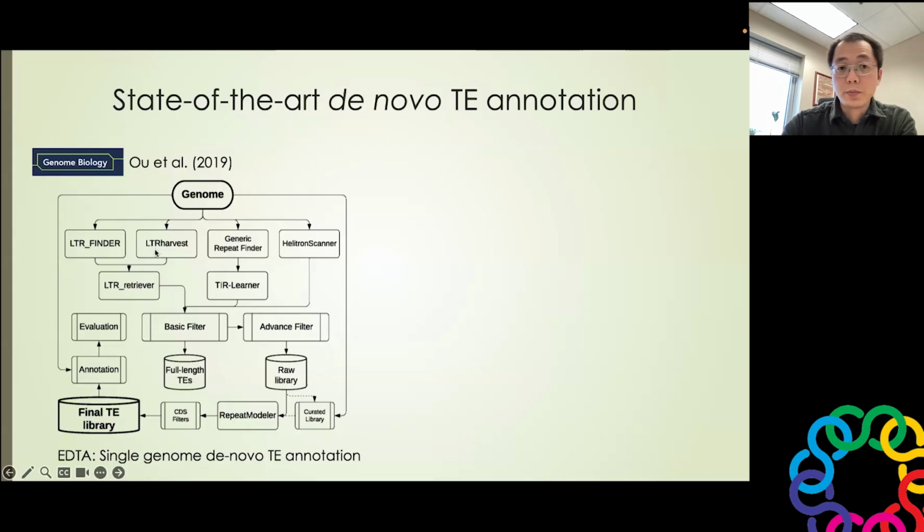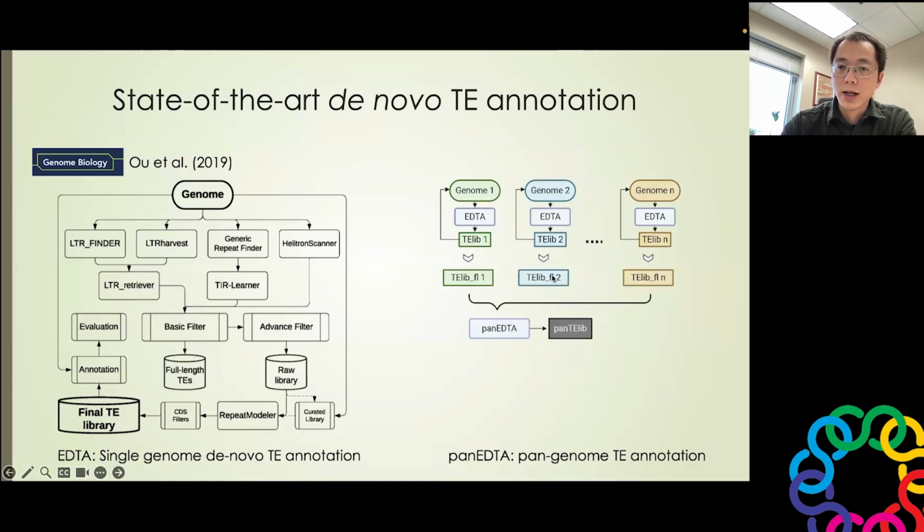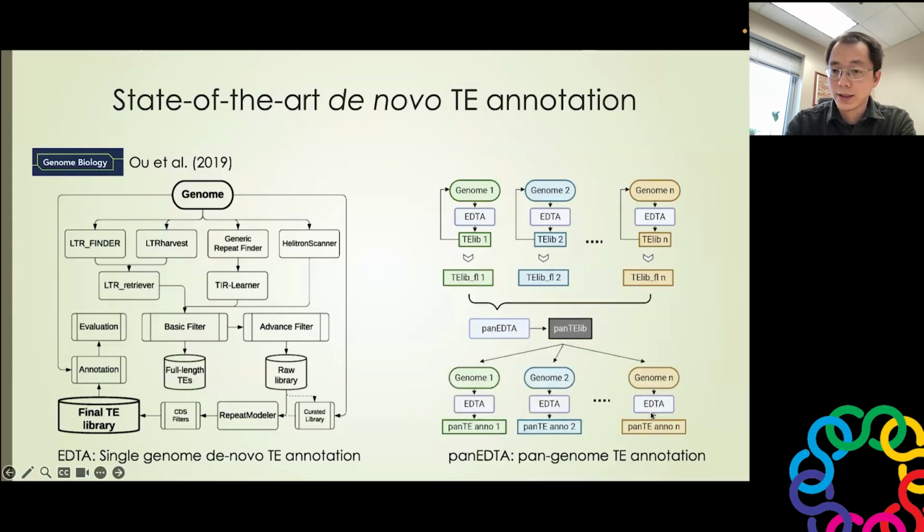However, this is a method developed for a single genome annotation. Now we have 26. So I extended the method in this study to first apply it in each genome and then process the library to collect those high quality multi-copy sequences to form a non-redundant pan-genome library. This component is called pan-EDTA. This pan-genome library is again supplied to EDTA to annotate the genomes again, so that you have a consistent annotation of TE families across the genomes. That allows us to compare the variation between different individuals.